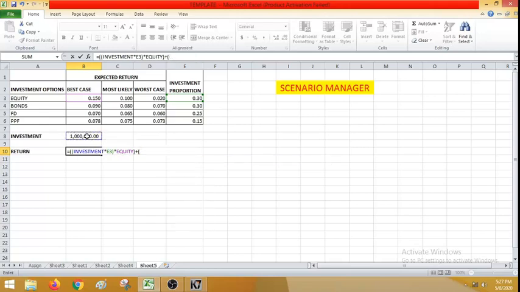Okay, 10 lakh investments, right? Then I am going to invest in bonds, again another 30%. So multiply with 30%, and what is the return in bonds? It is going to be 9%. For bonds the return is completed.